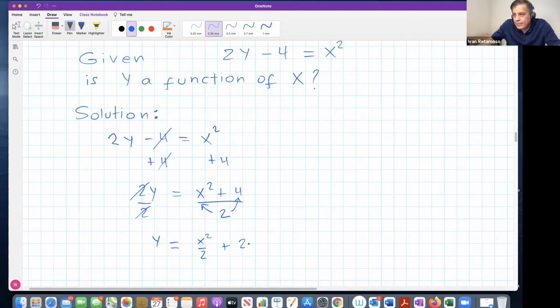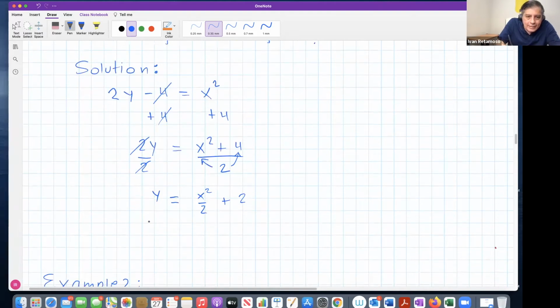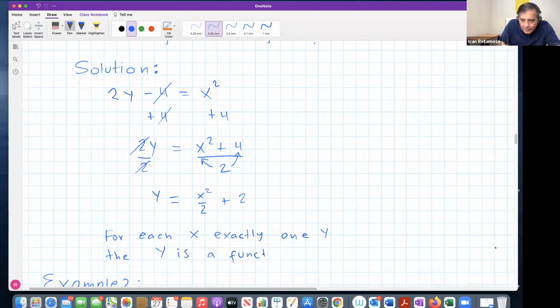Now, when you look at this, notice that for each value of x, exactly 1 y, right? For each x that you put here, you will get some y. Conclusion then: y is a function of x, right? Done.